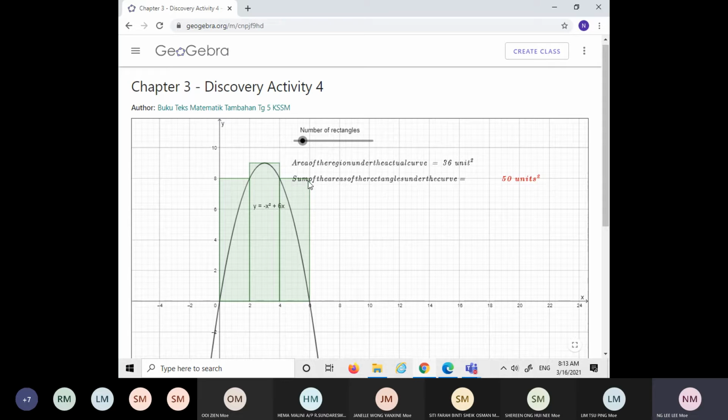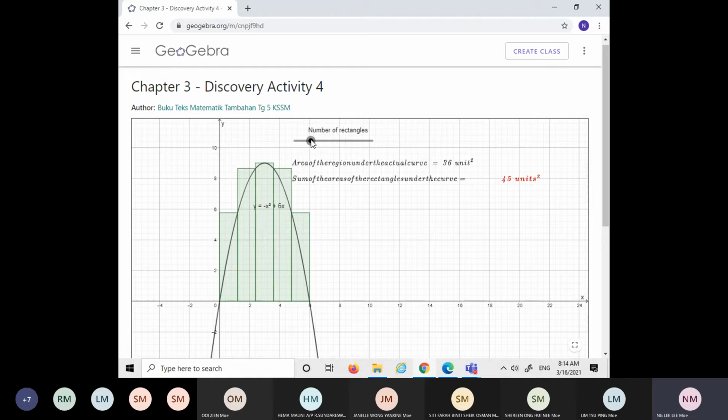So you see, just now from 54 it became 50. When n becomes bigger, meaning the number of rectangles becomes more, you will see the sum of the areas of all these rectangles becomes closer to the actual area under the curve. Now increase some more. Now it becomes 4 already. Can you see or not? Just now this one, it cut even bigger. So now you see, from 50 it became 47, even nearer to 36.